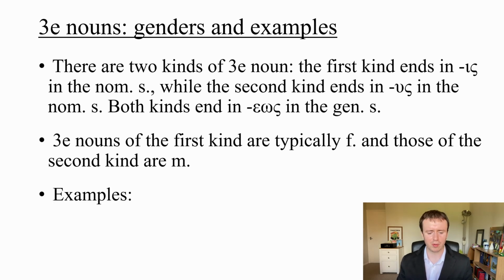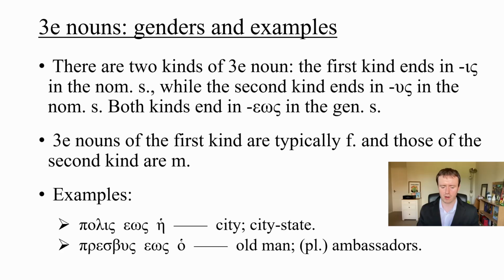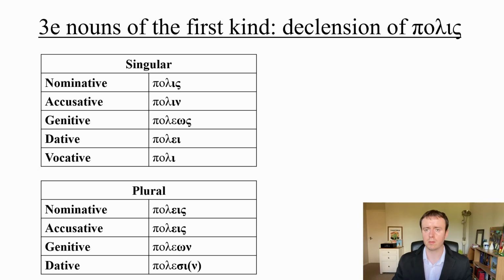As we've said, examples of 3E nouns include polis, meaning city or city-state, and presbys, meaning old man, or in the plural, ambassadors. Let's now talk about how 3E nouns of the first kind decline by looking at the declension of polis. Polis declines as follows: polis, polin, poleos, polei, poli, poleis, poleis, poleon, polesin.